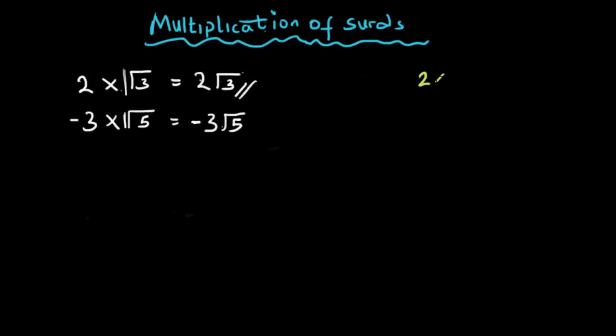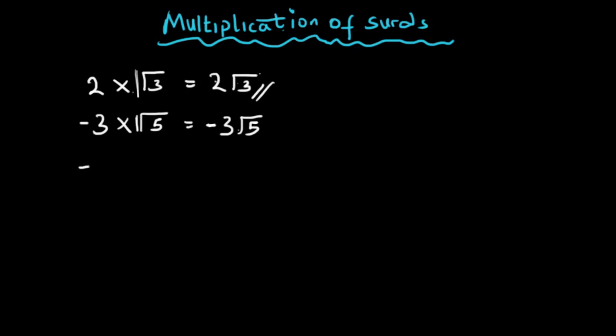The same way 2 times x will give you 2x. And minus 3 times y will give you minus 3y. Can you see? So if you can relate surds to algebra, it becomes a little bit easier.